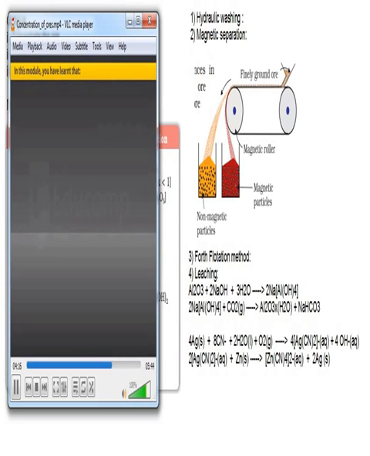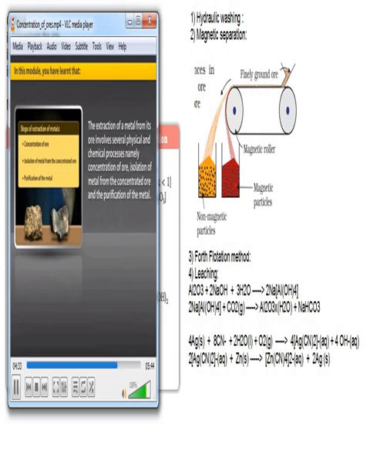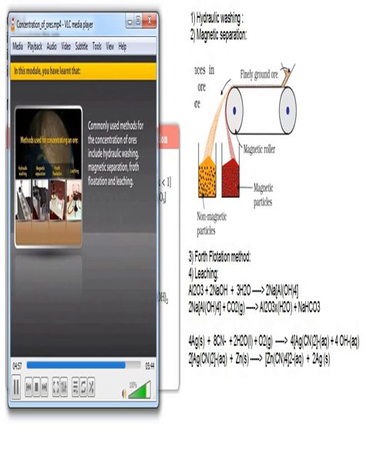In this module, you have learned that naturally occurring chemical substances containing metals are called minerals, and those minerals from which metals can be extracted conveniently and economically are called ores. The extraction of a metal from its ore involves several physical and chemical processes, namely concentration of ore, isolation of metal from the concentrated ore, and purification of the metal. Concentration of ore means getting rid of all the unwanted materials, also referred to as gangue, from the ore. Commonly used methods for the concentration of ores include hydraulic washing, magnetic separation, froth flotation, and leaching.